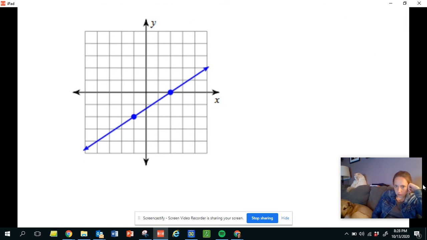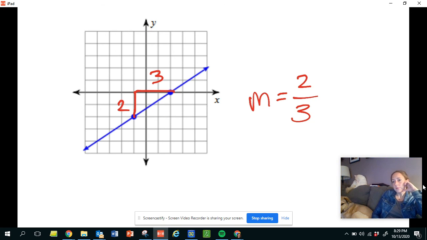Last one. To go from here to here, I go up 1, 2, and right 3 spaces. So my slope is going to be +2/3. Hooray.